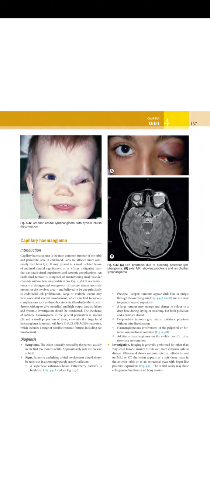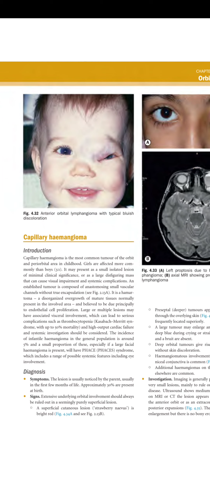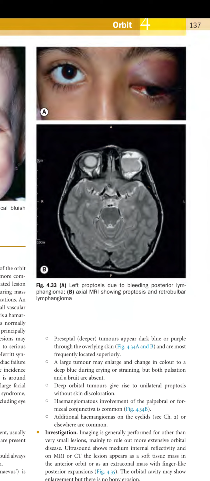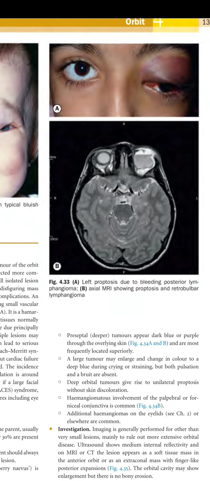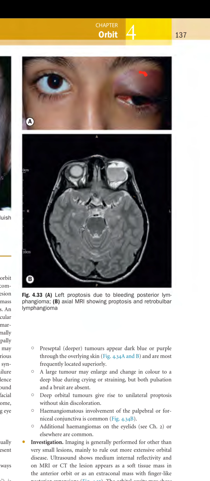So you can see this figure 4.32, which is showing us the anterior orbital lymphangioma. It has a typical bluish discoloration, whereas the posterior lymphangioma causes the proptosis. And if there is a bleeding in the posterior lymphangioma, it can cause severe proptosis as well. So this is a CT, this is an MRI showing us the proptosis and the retrobulbar lymphangioma.